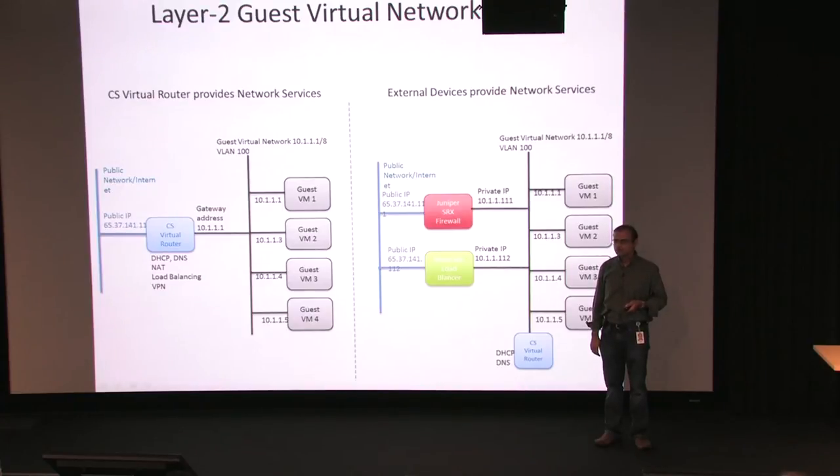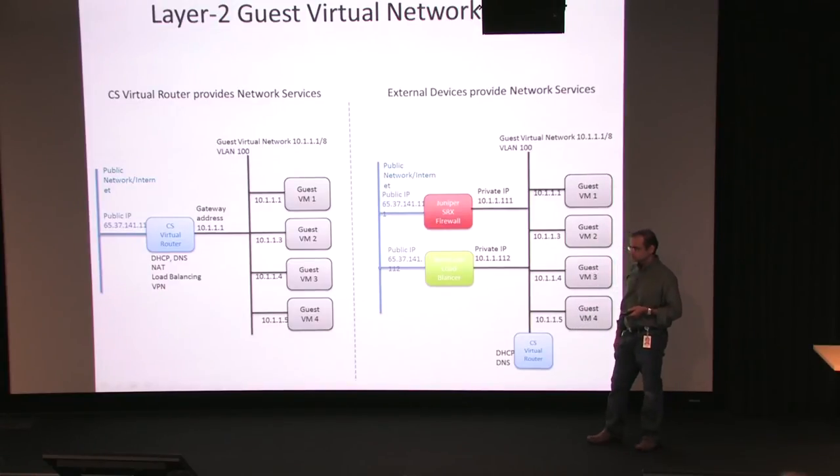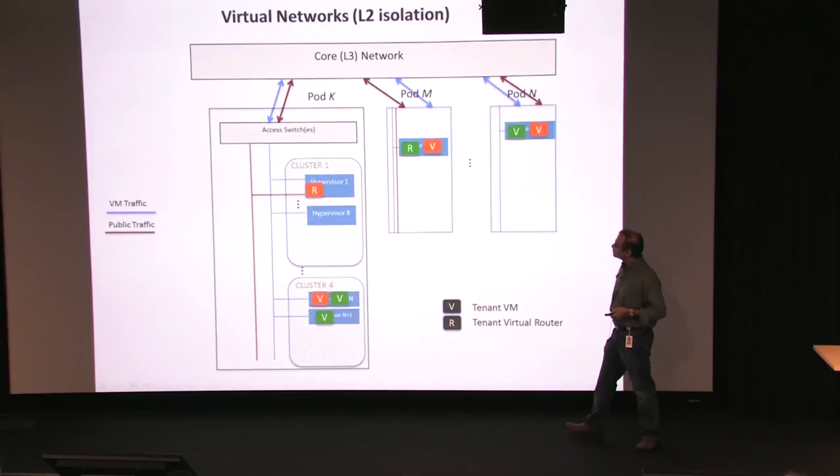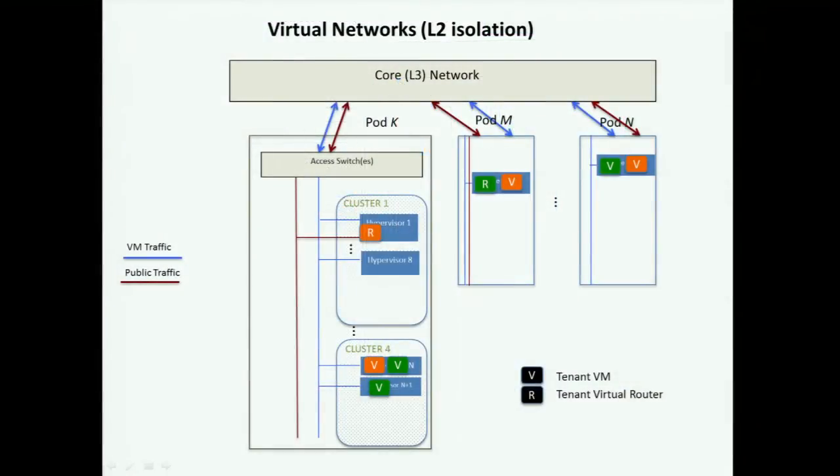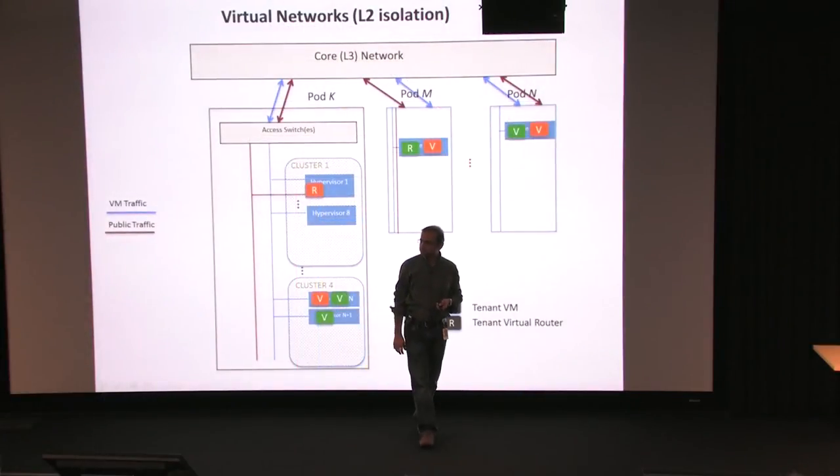Hello? Is this a CS virtual router sitting on management server, or it's a different host machine? It's running in the same physical infrastructure that the rest of your VMs are on. Yeah, so because the management server can be in a different zone entirely. Right? So let me show you this here. So you can see that the virtual router here is running inside a hypervisor in the cluster, which supports the rest of the VMs.